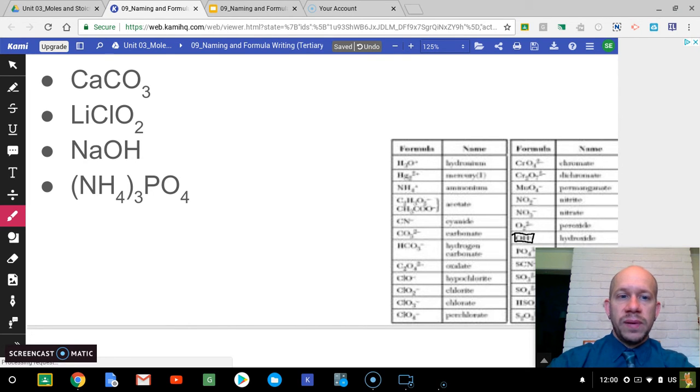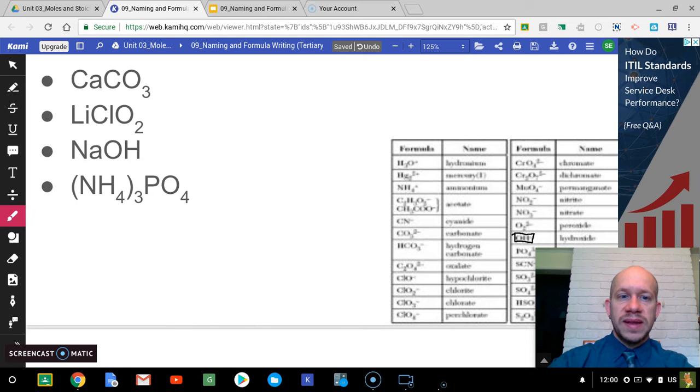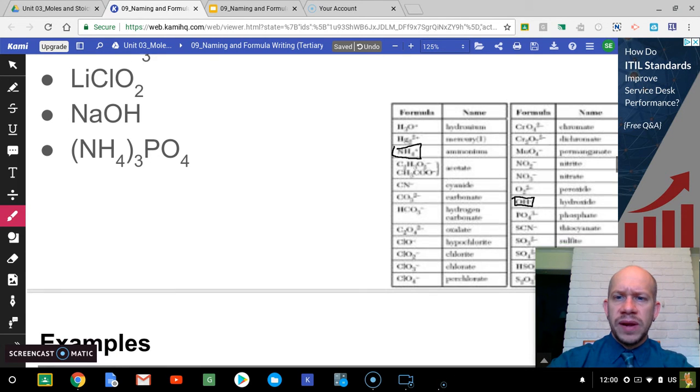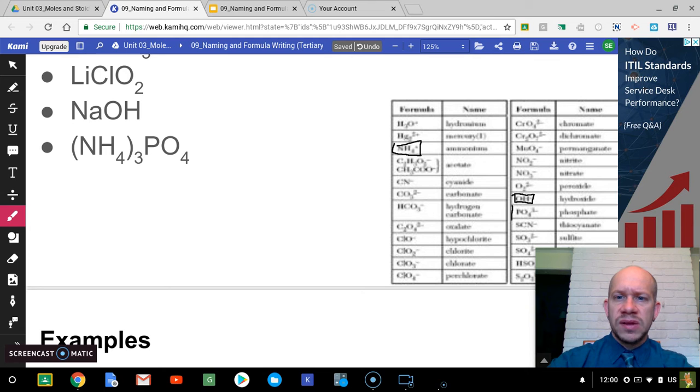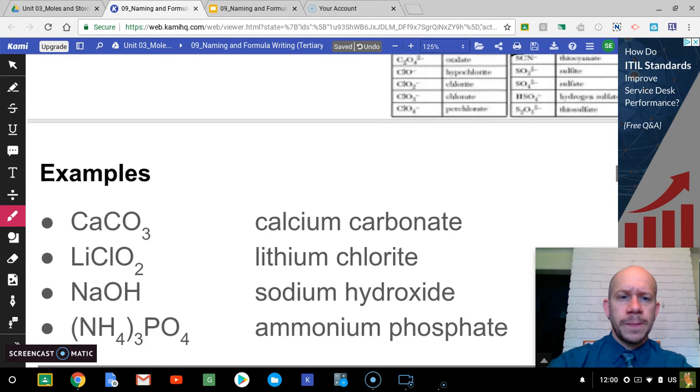And here we have 4 capital letters. That means we have 2 polyatomic ions. So NH4, you'll see, is right here. We have ammonium. And then PO4, you'll find right over here, is phosphate. So we have ammonium phosphate.